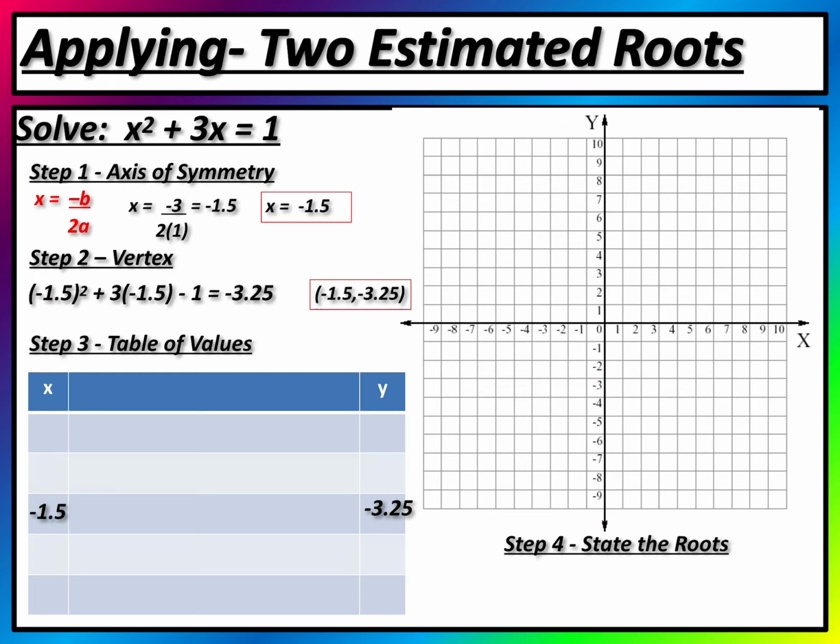But now when I build out the rest of my x values, I don't really want to use decimals for all of those other ones. And if I went up 1, down 1, or up 2, down 2, I would have decimal values.